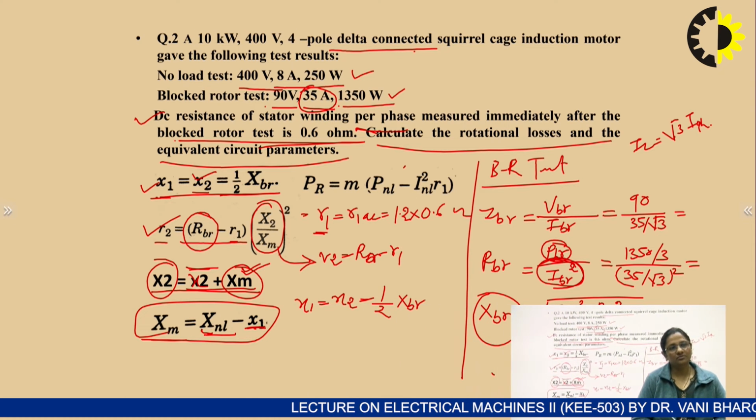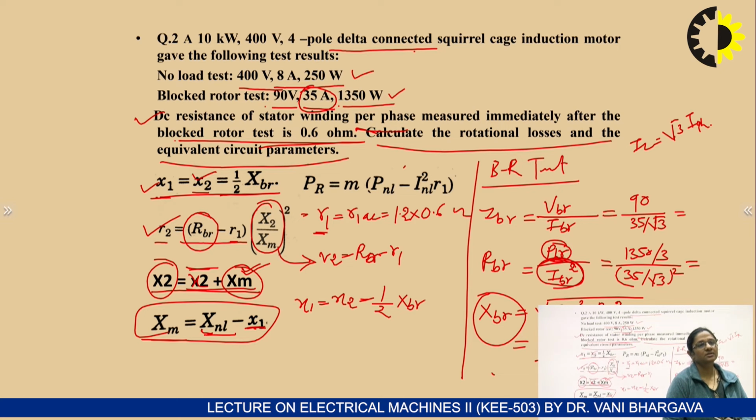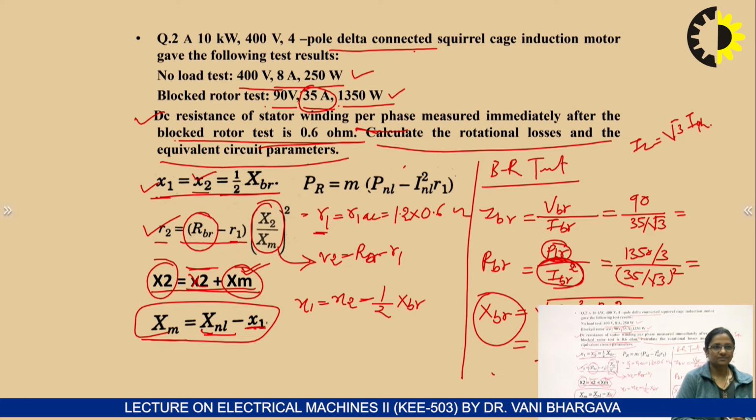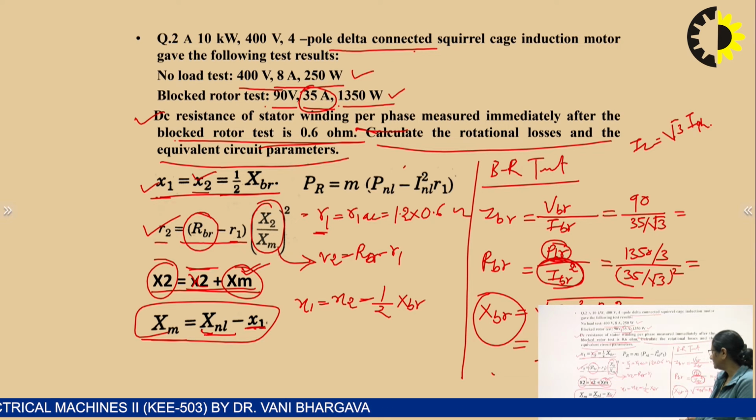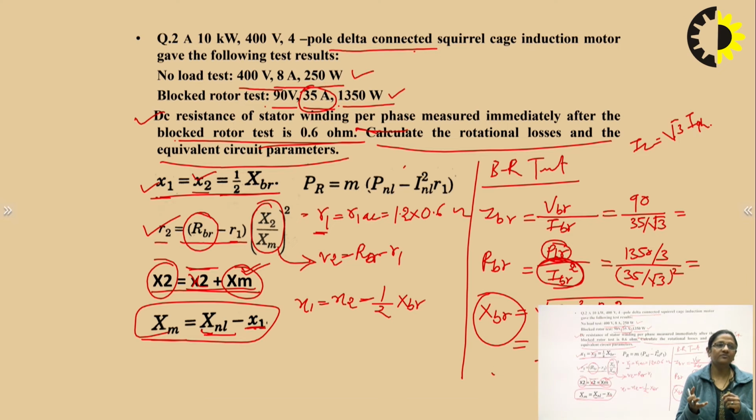So in general, for squirrel cage induction motor, it is taken as X1 equals to X2 equals to half of XBR, right? For certain types of the motor, the percentage may be different. Like here we are taking 50% X1, XBR's 50% is X1 and 50% is X2. So I have written X1 equals to X2 equals to half of XBR.